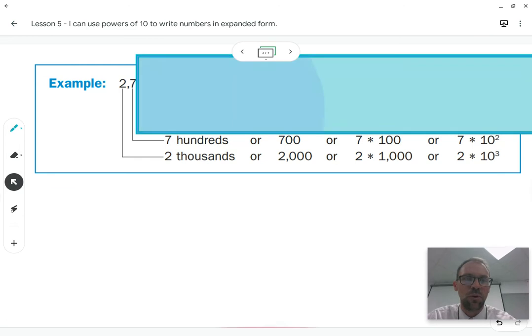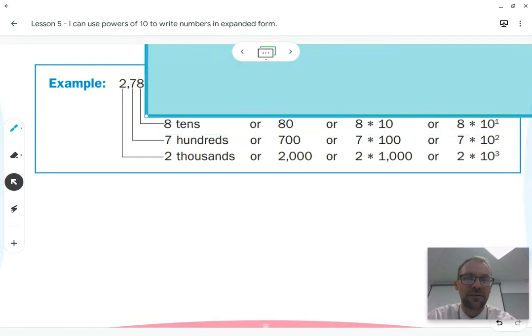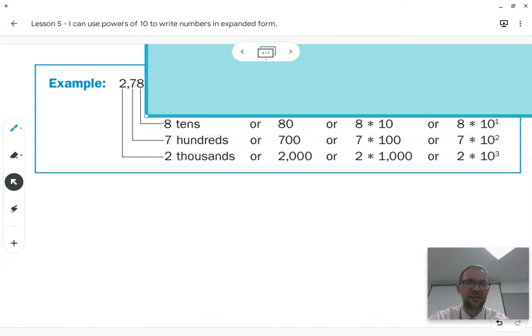Moving on, we then look at the 8 in the tens place. And we see we can call 8 in the tens place 8 groups of 10, or 80, or 8 times 10, or 10 to the first power. 8 times 10 to the first power, if we want to use that version of the power of 10.